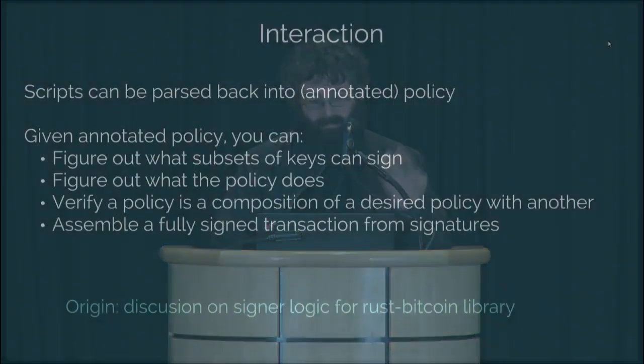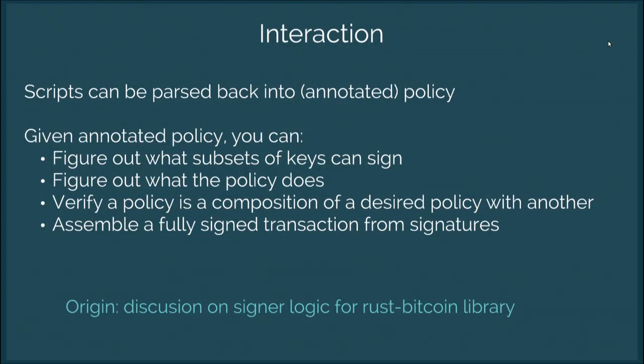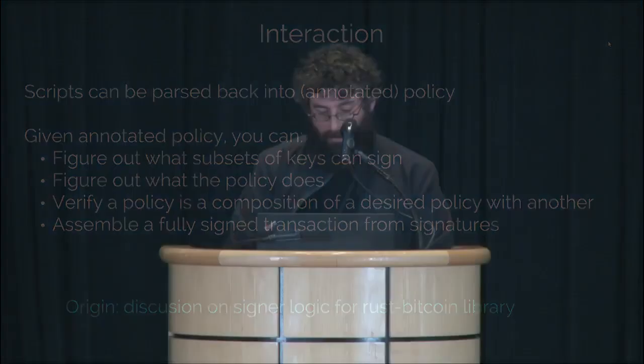So how do we imagine interaction to work? As I said, the scripts can be easily parsed back into an annotated policy, and given the annotated policy, you can figure out what subset of keys can sign, meaning you can tell PSBT, hey, these are the keys that need to sign. You can figure out what a policy does. You can also verify that a particular policy is a composition of the policy you desire with another that you don't care about, and the composition is always sound. And given the annotated policy, you can assemble a fully signed transaction from the signatures.